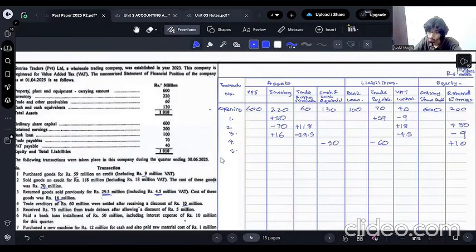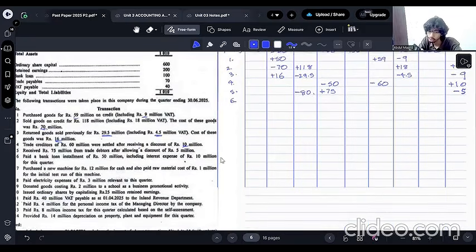Then the fifth one, received rupees 75 million from a debtor after allowing a discount of 5 million. Here, you're receiving 75 million from the debtor. Cash plus 75, after giving a discount of 5 million. Then how much is the amount totally settled? 80 million. Trade receivable minus 80. Out of that, 75 you got in cash and 5 you allowed as discount.